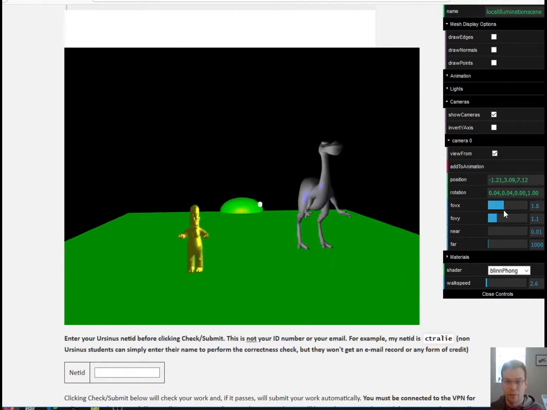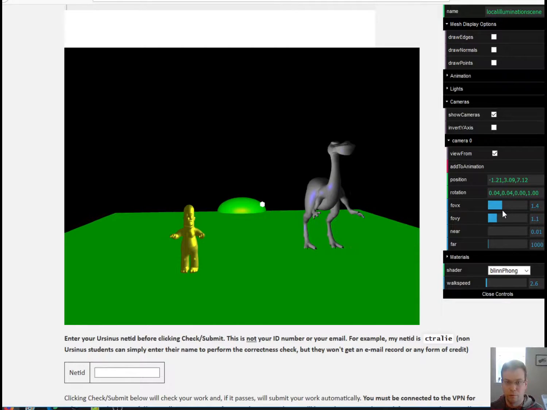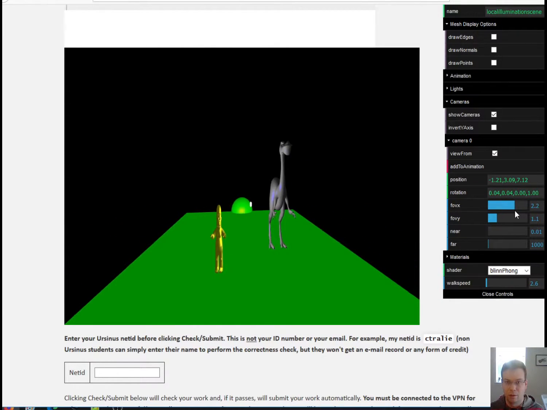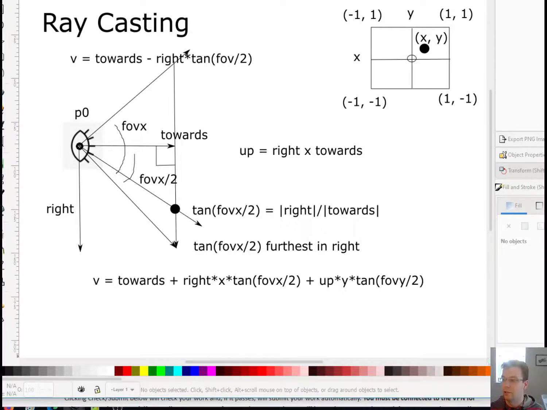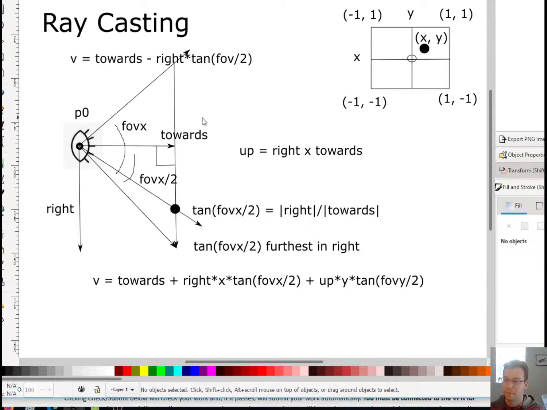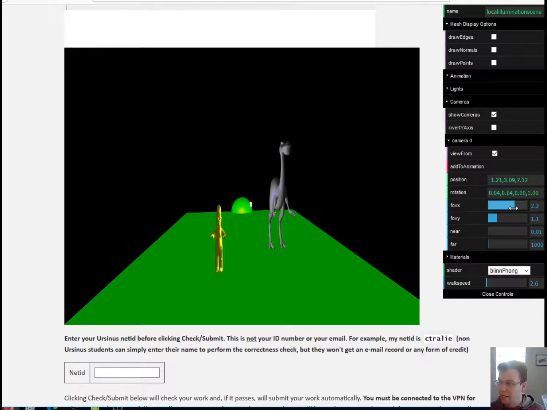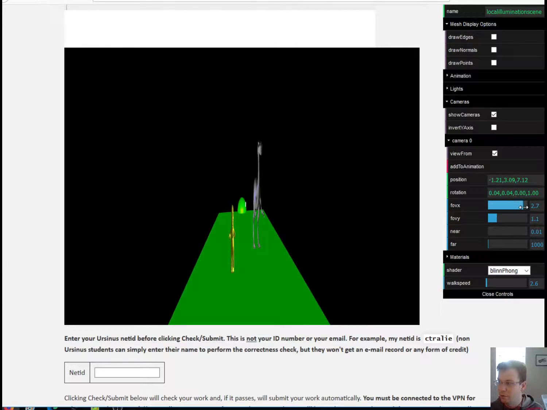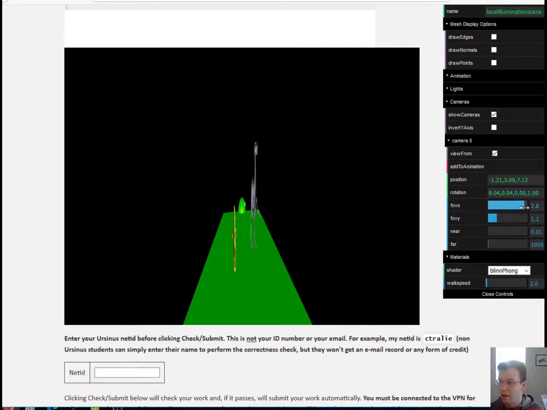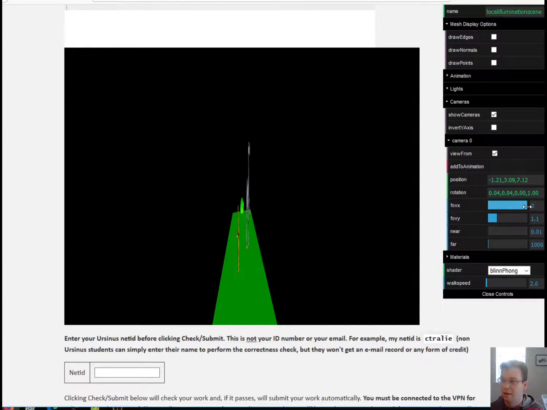So the field of view in x started out around 1.4 radians, but as I make it bigger, I can see more and more, right? And the limit of this actually is as I make the field of view closer and closer to 180 degrees, so pi, I could actually see infinitely in all directions.